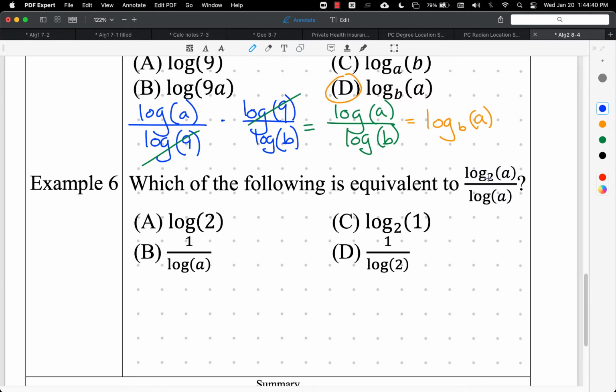Change of base formula. One of those people I haven't talked to yet. Otherwise, I'm going to cold call one of them. Sorry, Andres. Sorry, Wyatt. Dun, dun, dun, dun, dun. And it looks like it's going to be a cold call. Jenny, thank you.